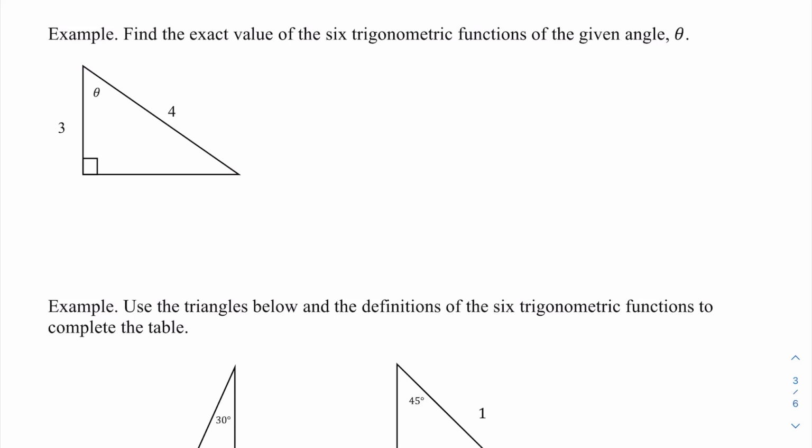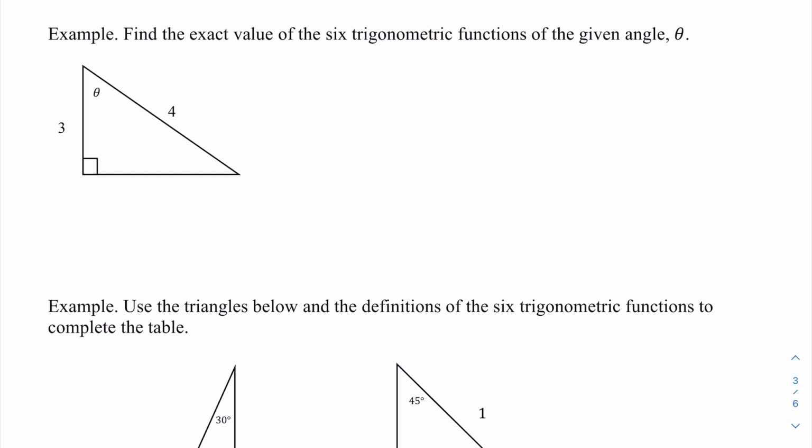Find the exact value of the six trigonometric functions of the given angle theta. So notice that we don't know the given angle theta, right? We don't know its value, but we can still find the value of the six trig functions because they are based on the ratio of the sides in the right triangle.